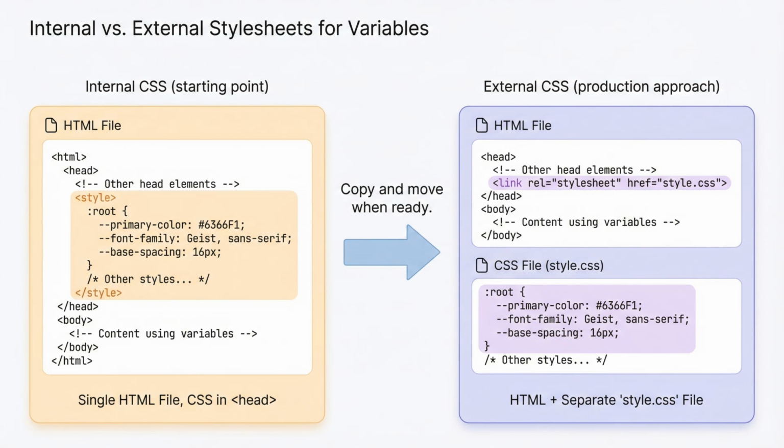The instructor's recommended approach is to start with internal CSS, writing your styles inside a style tag in the HTML head, and then move them to an external style sheet once things are working. This is a practical learning strategy. You can see everything in one file while you're experimenting, then organize properly when you're ready. The variable declarations move with your styles. The :root block goes into your external CSS file just as is.